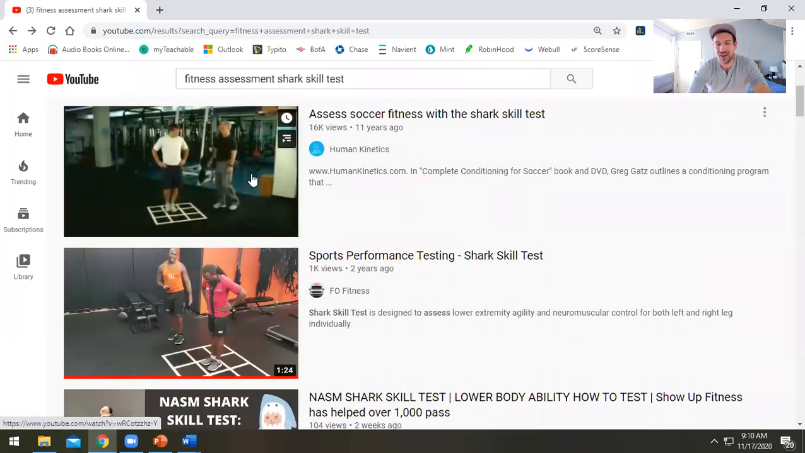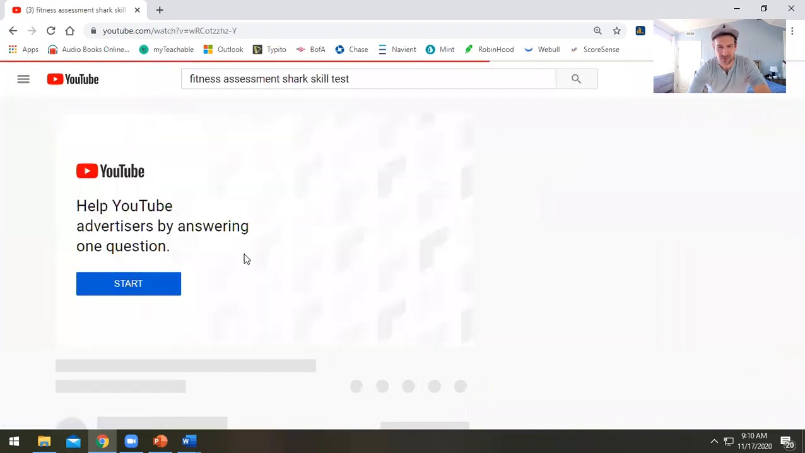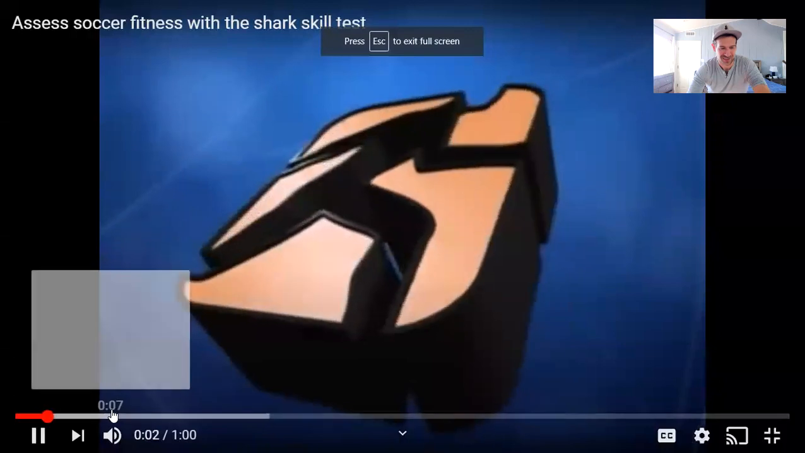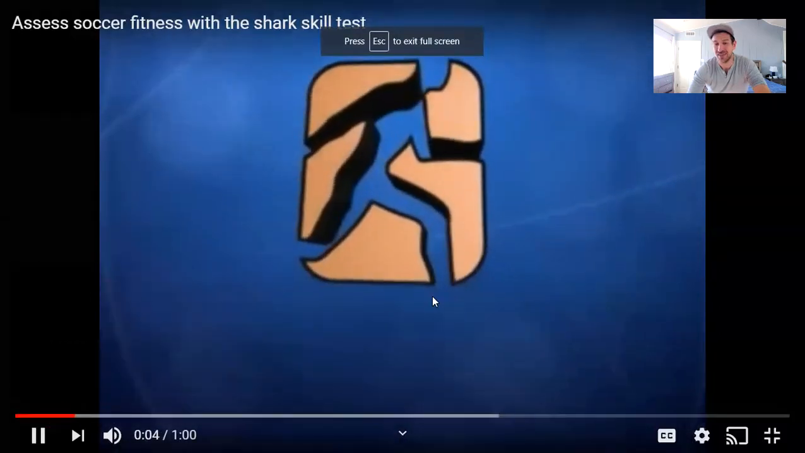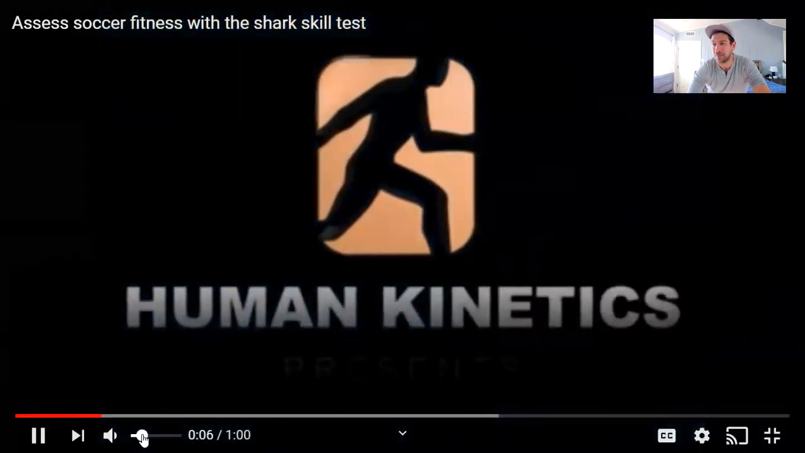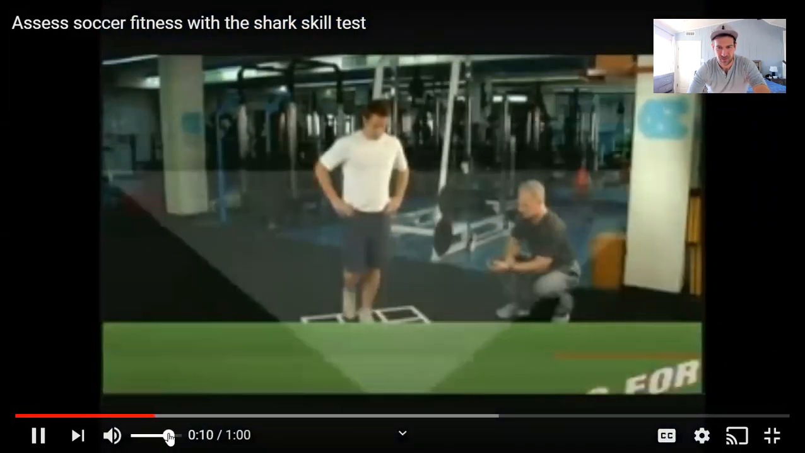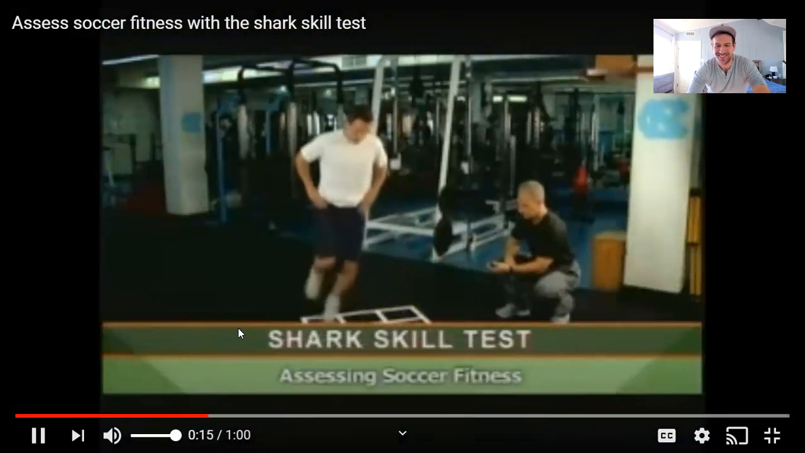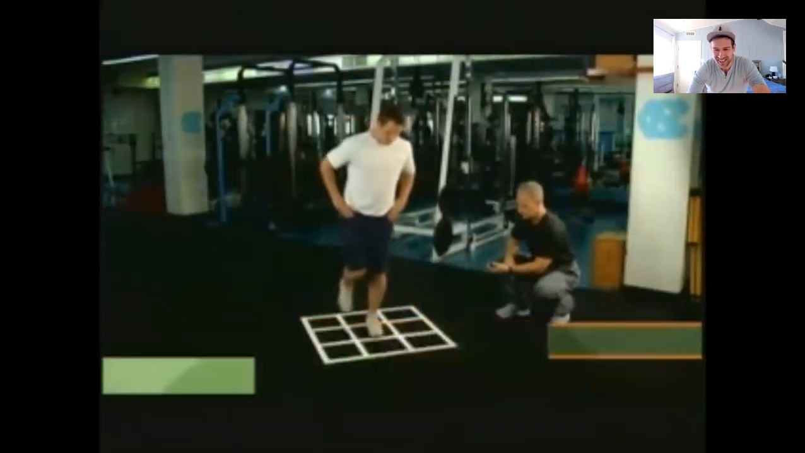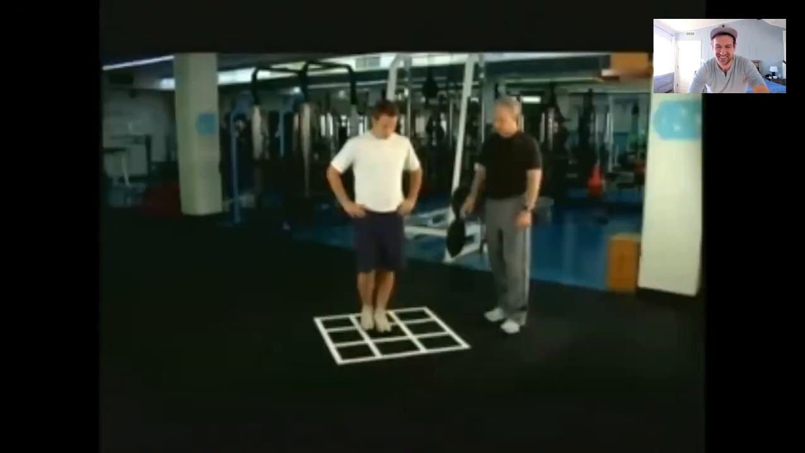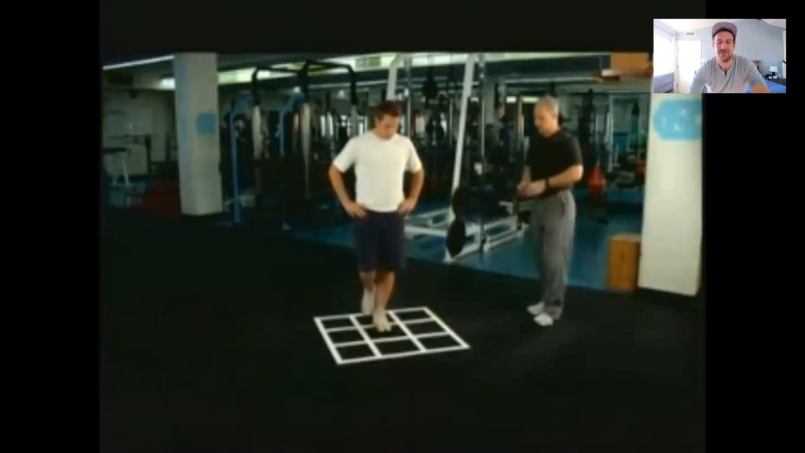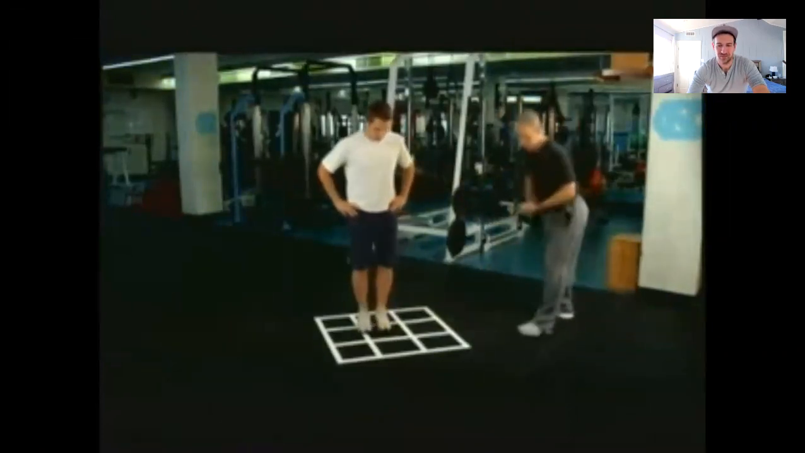Here's a video. If I remember right, we watched this one too, and this guy's super fast as well. I think this guy's a rock star. And this one's actually like the right number of inches in the boxes. The objective of the timed shark skill test is to measure your single leg functional balance. That is speedy. Set up a 3-foot square grid. Is he barefoot? No. And assume a ready position in the center square with your hands on your hips.